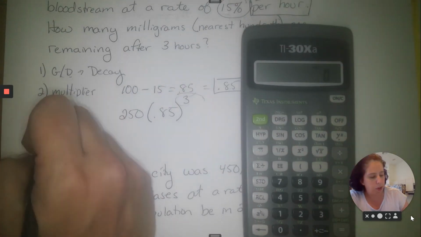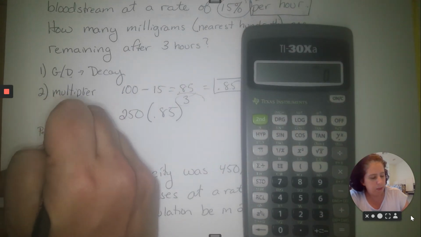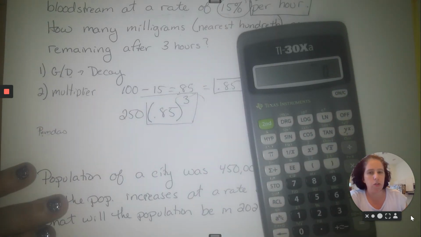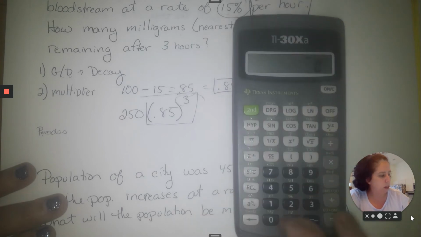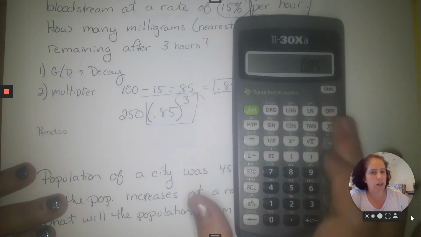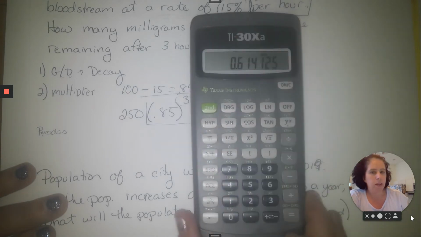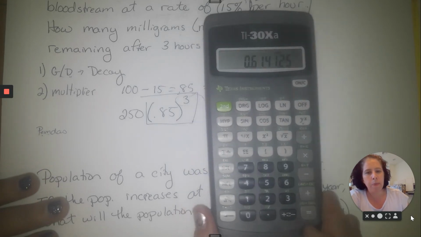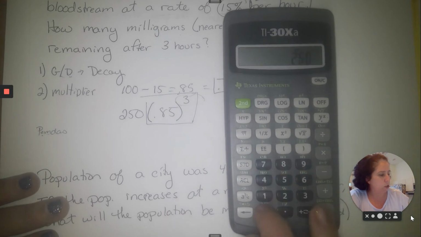Okay, so remember you're doing PEMDAS. Okay, so remember exponents come before multiplication, so you're always going to do this part first. Okay, so we're going to do 0.85, and we're going to raise it to the third power. So we got that number. Now, don't clear that number out, guys. Leave that there. Okay, now you're going to multiply times 250.